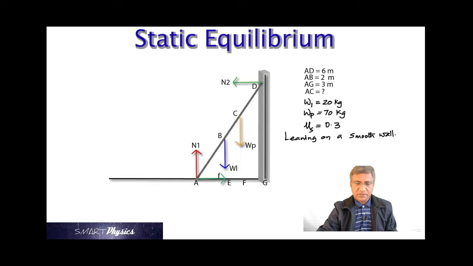The person, of course, starts climbing up from A and right now has reached the point C. And we are asked to find the distance AC that he can safely climb up. WP is the weight of the person and WL is the weight of the ladder. The weights act vertically down.